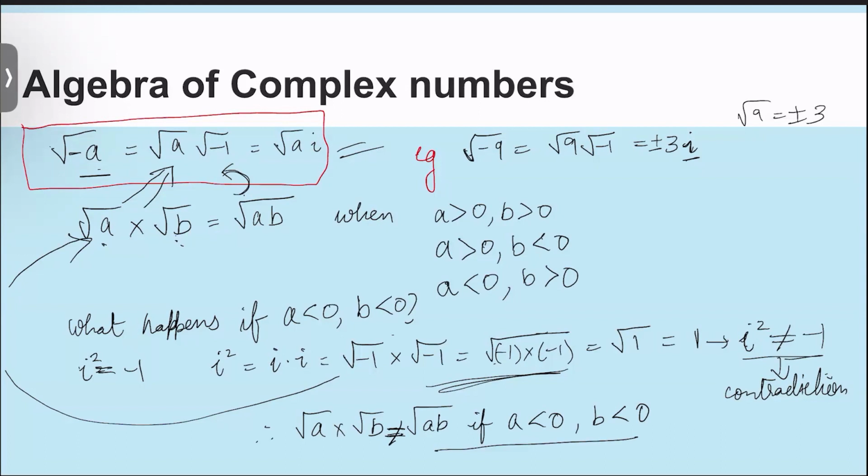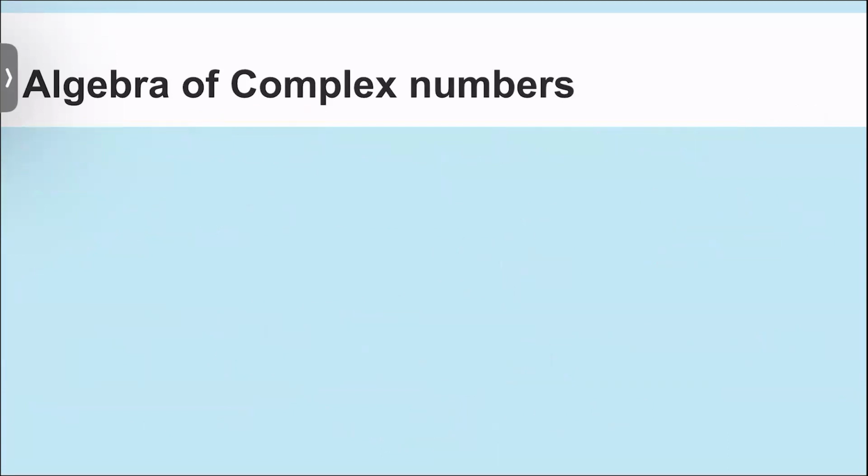Also another aspect that we have: if A or B is 0, then square root of A into square root of B is equal to 0, because if any of them is 0, what you get is a 0. Okay, so this is another statement that you will have to remember when you are solving.